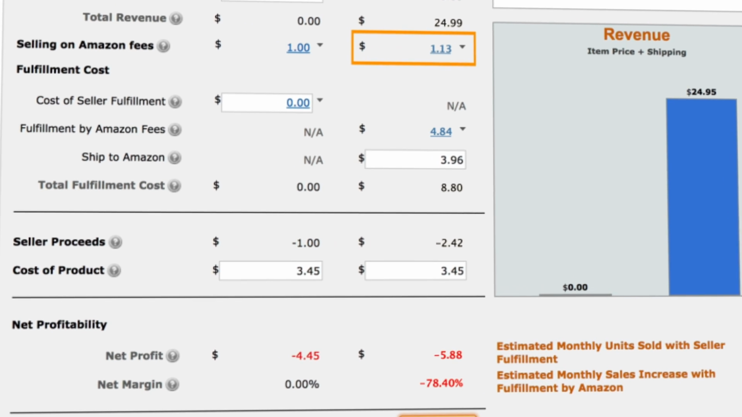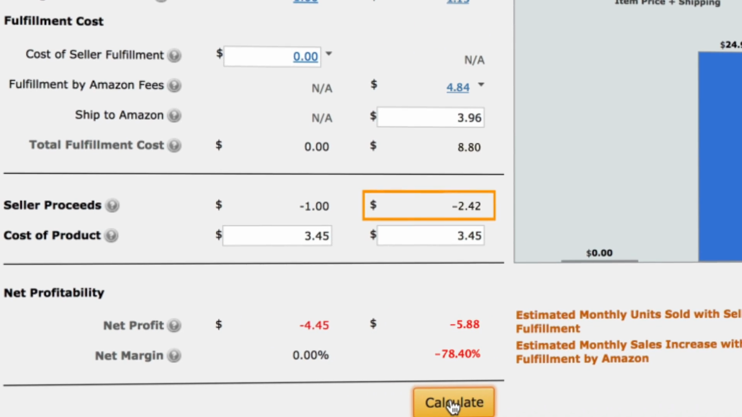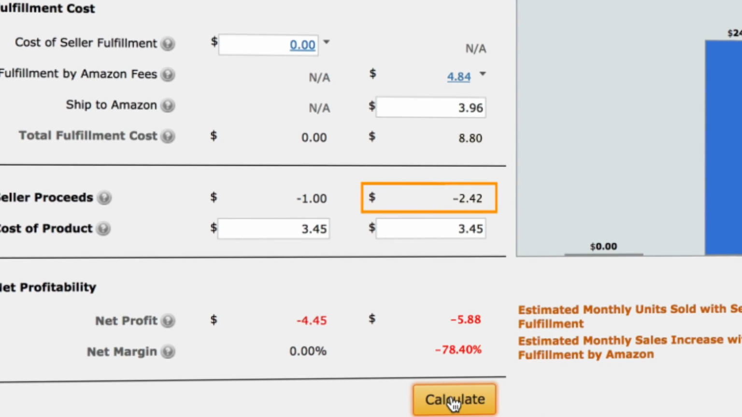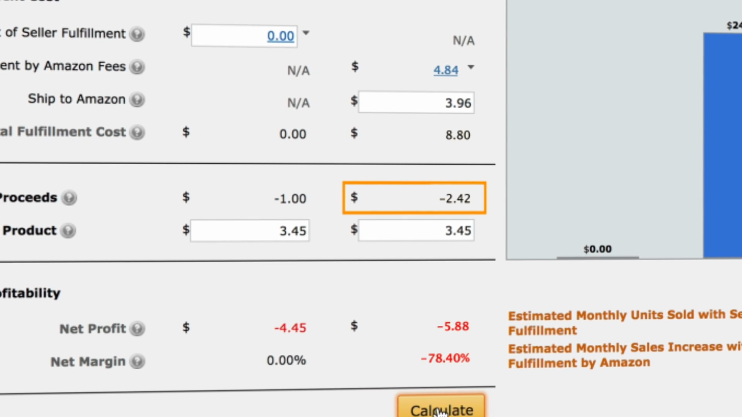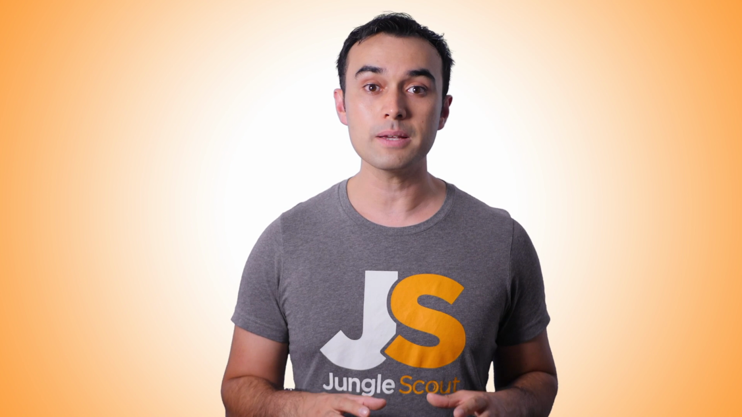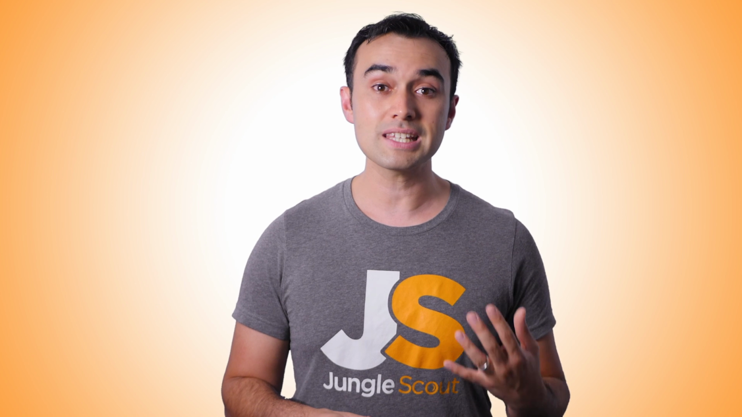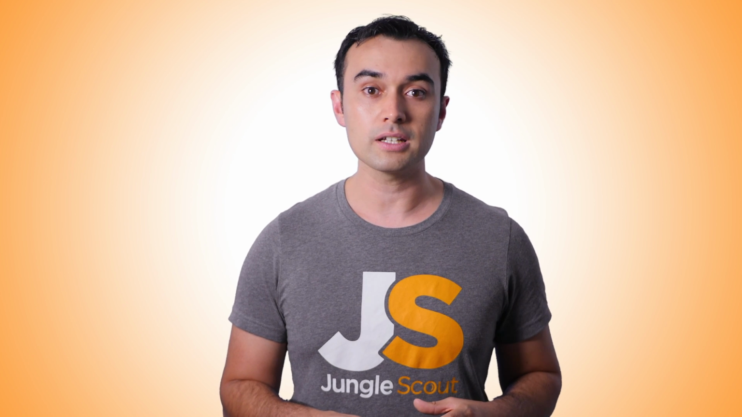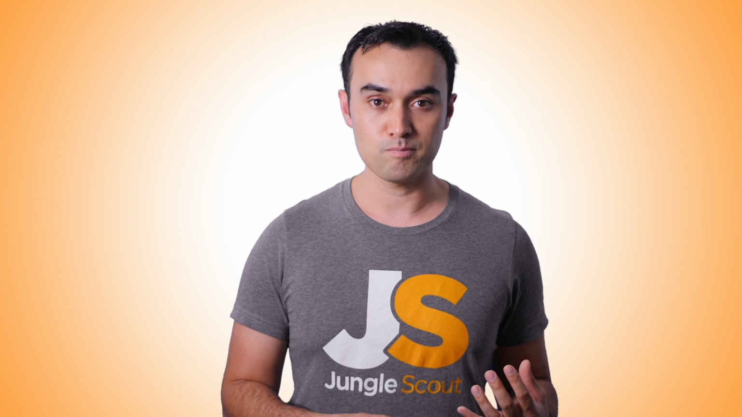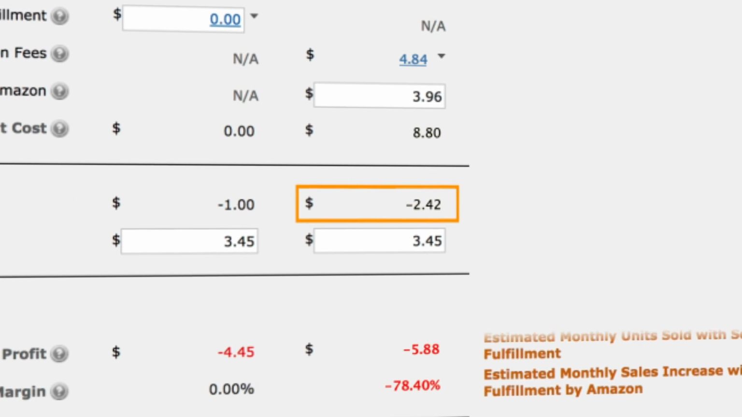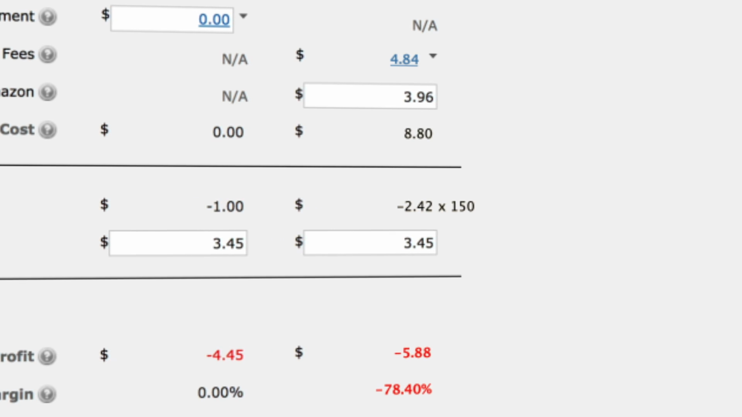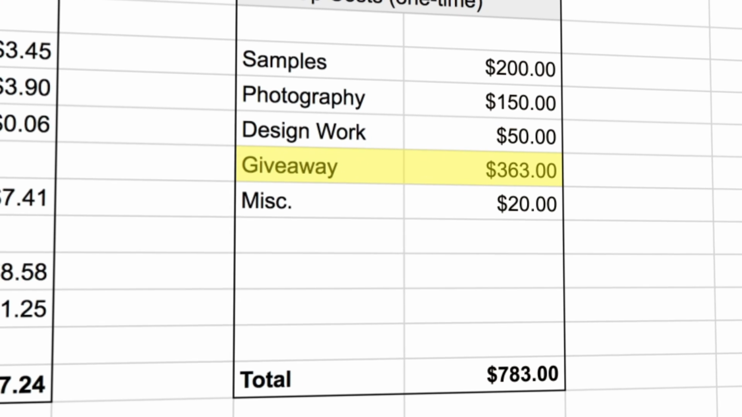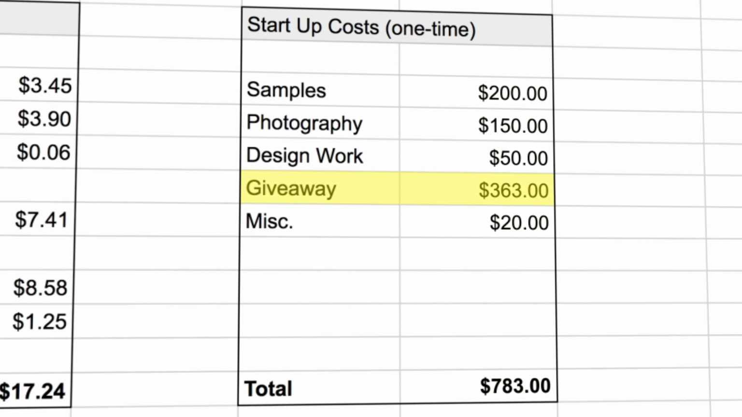But what we're looking for here is the seller proceeds. This is actually what is credited to our account. So in this instance, we go into negative $2.42 each sale. This will keep adding up until your 2-week pay period is complete, but instead of receiving money, you'll be charged that total amount if you're still in negative at that point. So we take that $2.42 and multiply by how many units we want to give away, 150 in this example, which brings us to a cost of $363 to run this giveaway. We'll need to have that amount available.